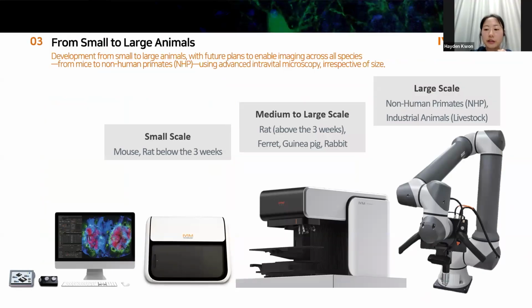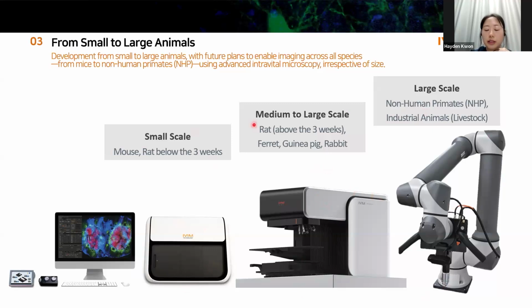Here you can see the range of intravital microscopes we have developed and optimized across different animal models. Some are basic-scale systems designed for small animals like mice or hamsters, up to larger systems that can even be applied to non-human primates. Our portfolio covers a wide spectrum without size limitations.